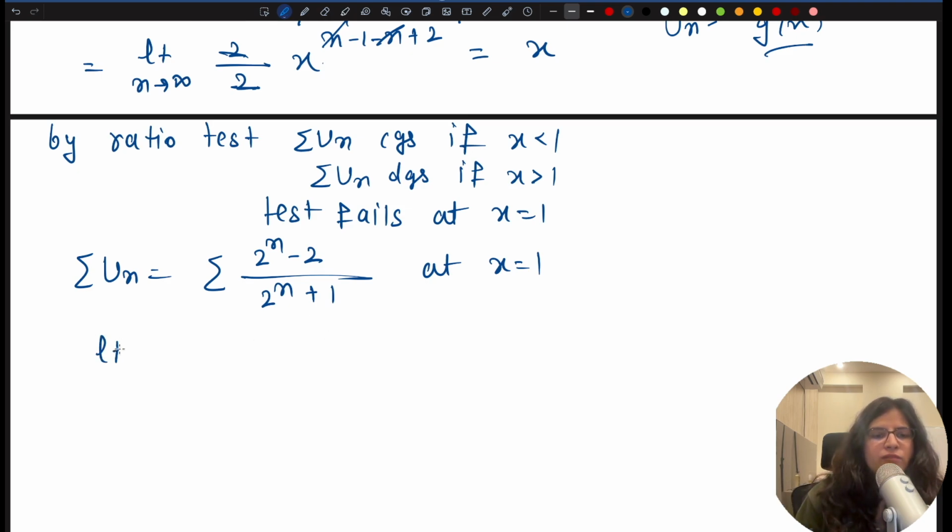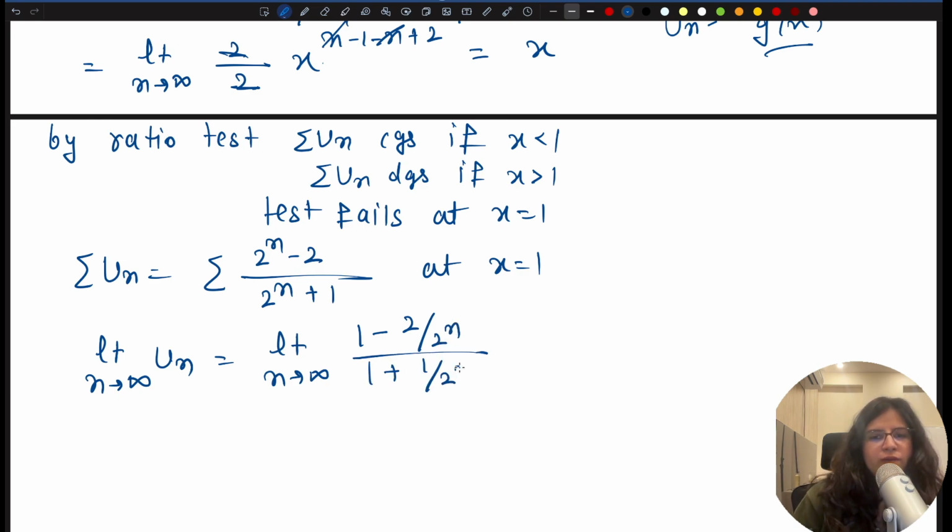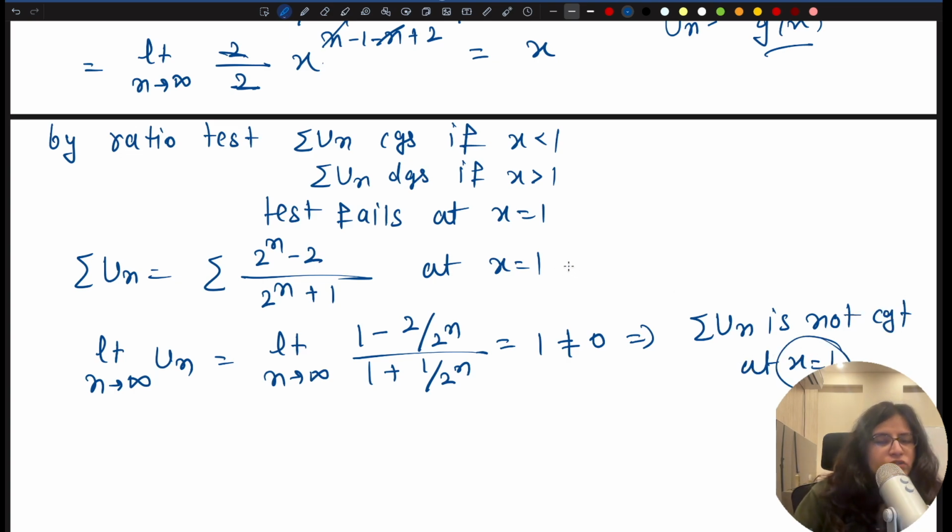So here put the limit as n tends to infinity of un. So this is equal to the limit as n tends to infinity of (1 minus 2 by 2 to the power n) divided by (1 plus 1 by 2 to the power n). And the answer here is 1. 1 is not equal to 0. So it implies summation un is not convergent at x equal to 1. So at x equal to 1 the series is not convergent.